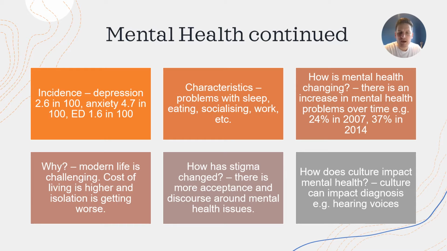Other things you need to be aware of are the characteristics, as I said on the last slide. Mental health problems can affect lots of different areas, and it depends on what mental health problem you have. With schizophrenia, you might see hallucinations, hear delusions, things like that. With depression, it's generally sleep, eating, socializing, that there'll be impacts there. So those are some of the characteristics of mental health problems.